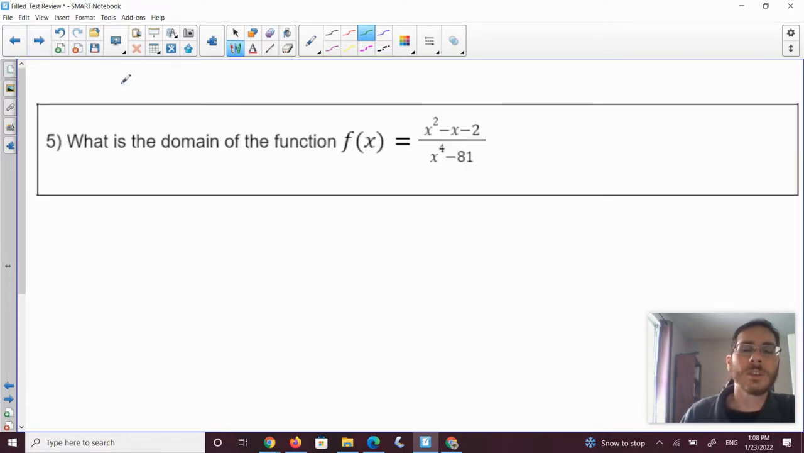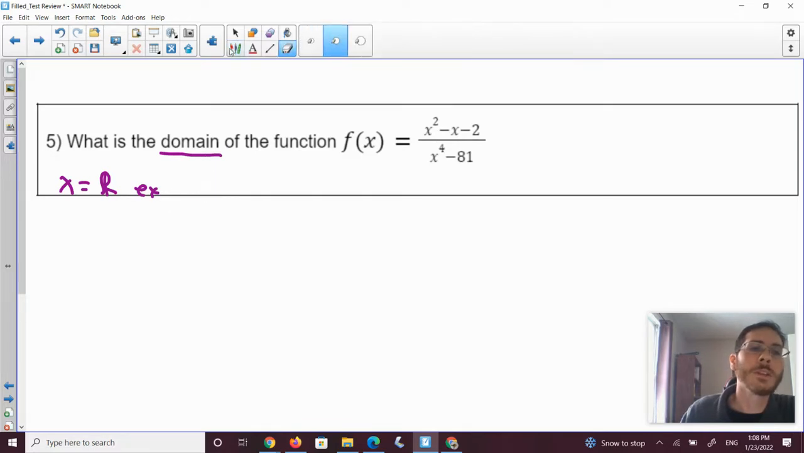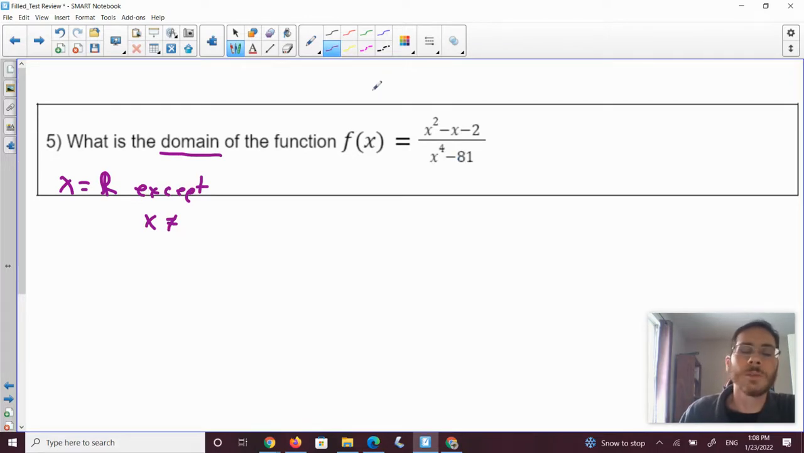All right, number 5, what's the domain? Not too bad. So remember, the domain is always going to be all x except where the denominator is 0. So x is not allowed to be some number where we would set this equal to 0. So that's our goal, is we have to solve that equation. And then again, we have to double check to make sure that it doesn't also make the top 0.